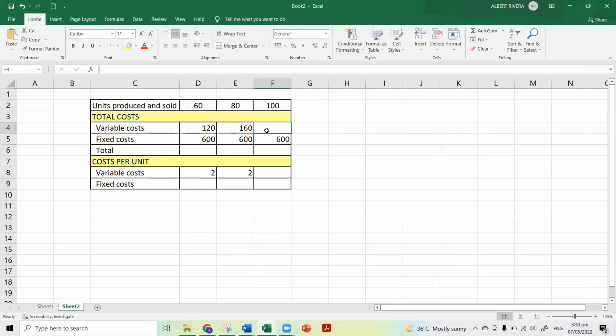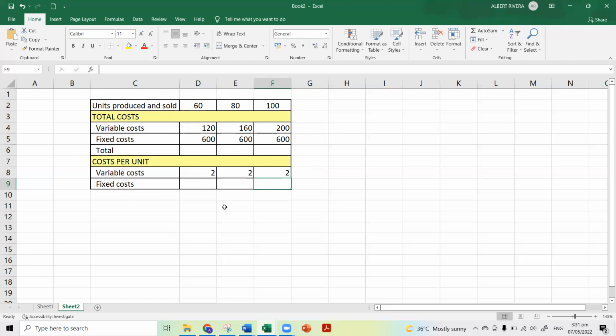And this one, just the same. Okay, so this is how much? This is 100 times 2. This is 200 here. Okay, and the variable cost per unit of 200 variable cost with 100 units produced is what? That should also be 2. Okay, so the variable cost behaves as such. It varies in total but constant per unit.